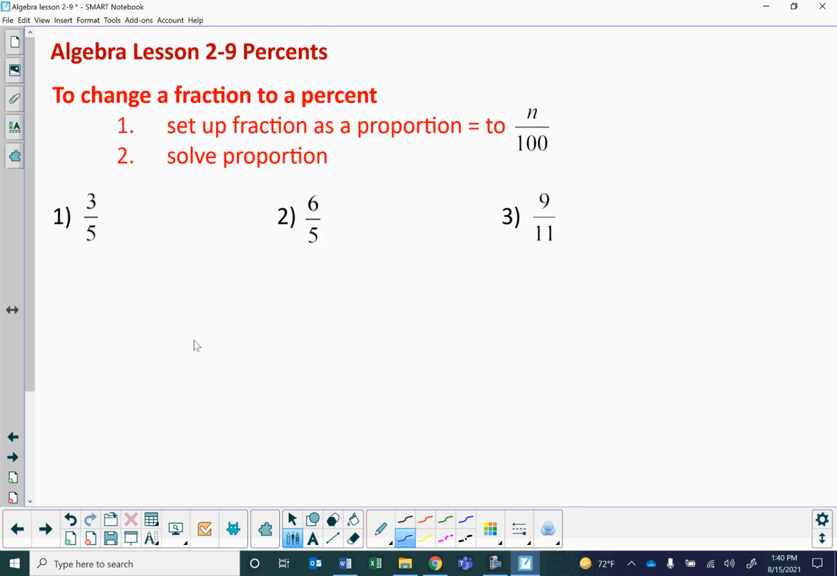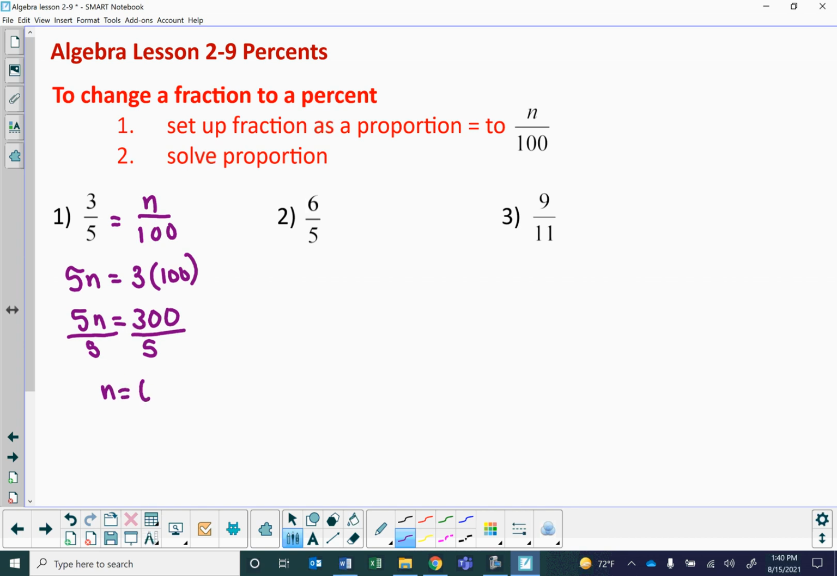Now, to change a fraction to a percent, you set the fraction equal to a proportion of n over 100. So, for example, 3 over 5 is going to equal n over 100, and then you solve the proportion. So if I cross multiply, 5n equals 3 times 100. So 5n equals 300. Divide by 5. 5 goes into 30 6 times, so it goes into 300 60 times. So n is equal to 60. So as a percent, this is 60%. Don't forget to solve the proportion and then add your percent sign.